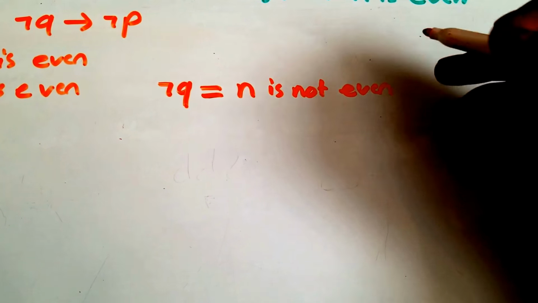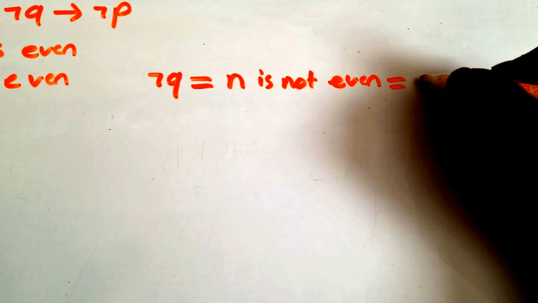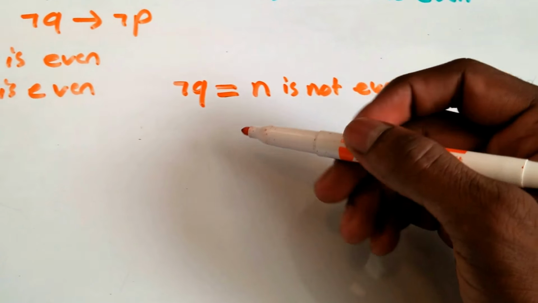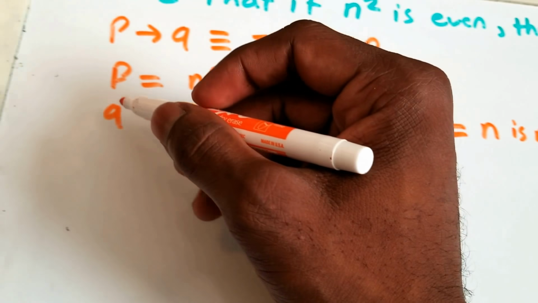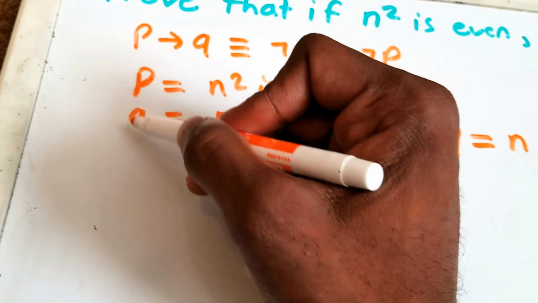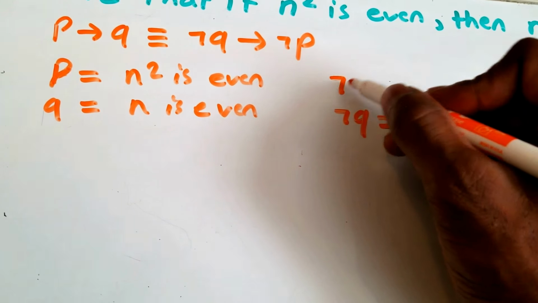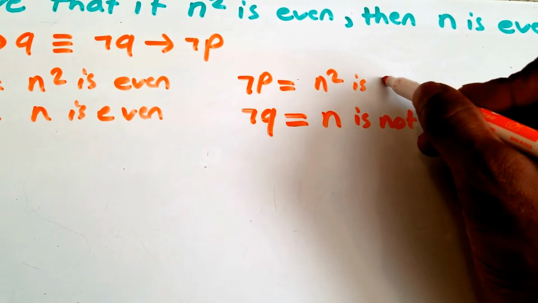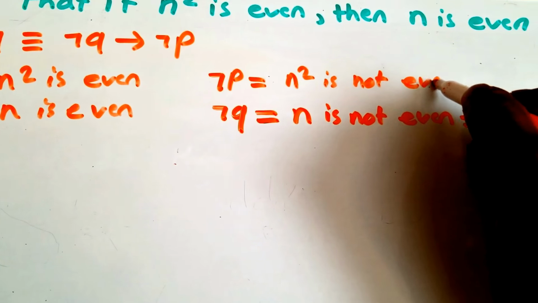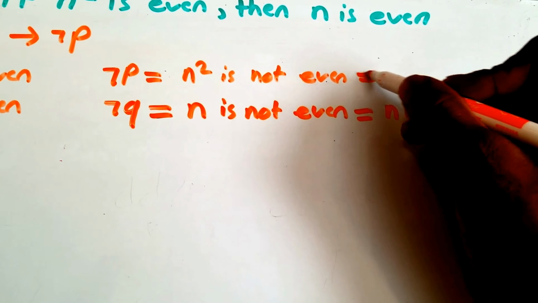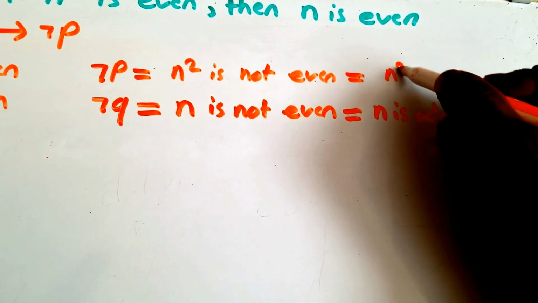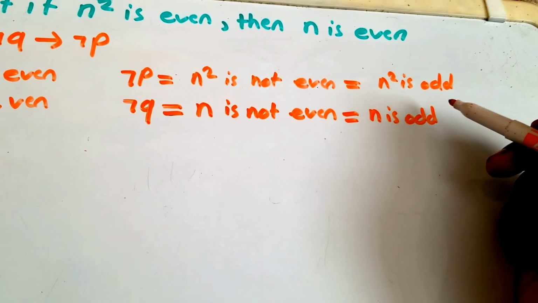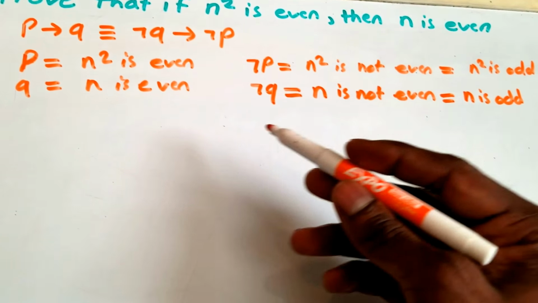And so if n is not even, the only thing it can be is odd. So that means that n is an odd number. And so what is our not P? Let me rewrite that P there to make it look a little bit better. Our not P is saying that n squared is not even, which is stating that n squared is odd. Because again, if it's not even, then it's odd.